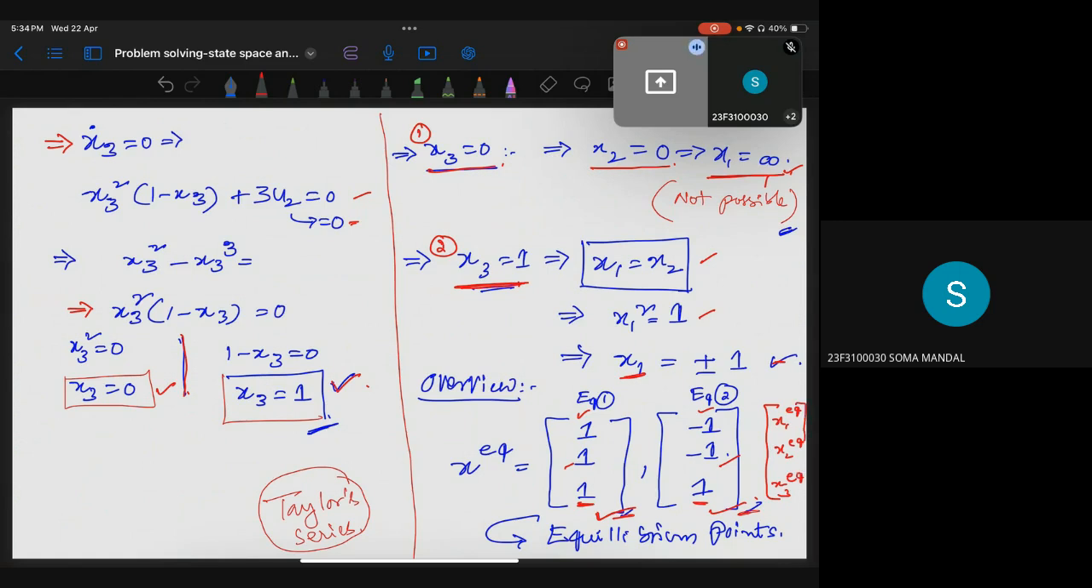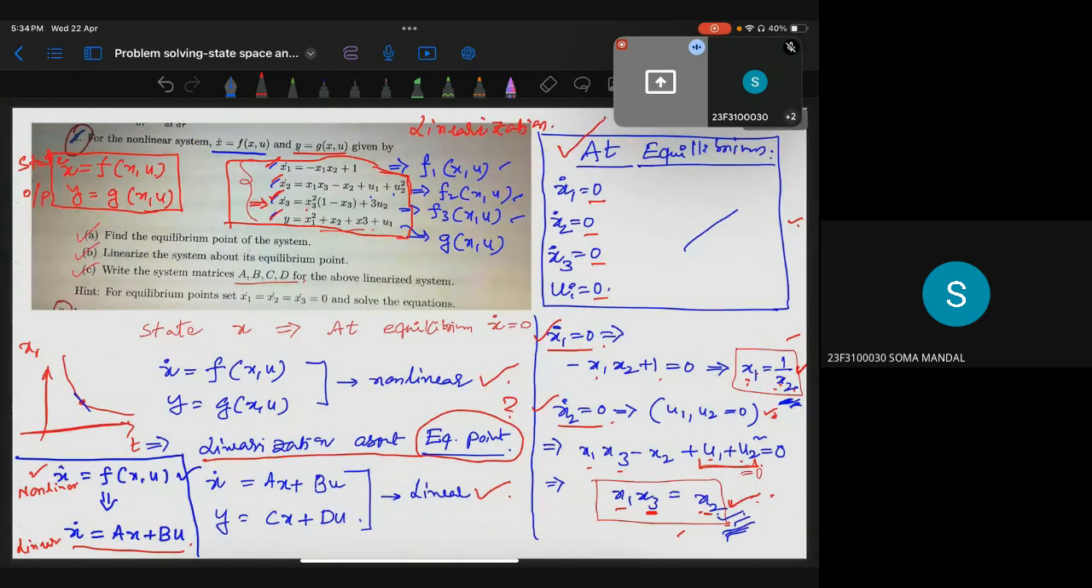Simply it means that if you substitute either the first vector or the second vector into this equation, you will get x1 dot equal to 0, x2 dot equal to 0, x3 dot equal to 0. It means that the derivatives become 0. Is this clear?